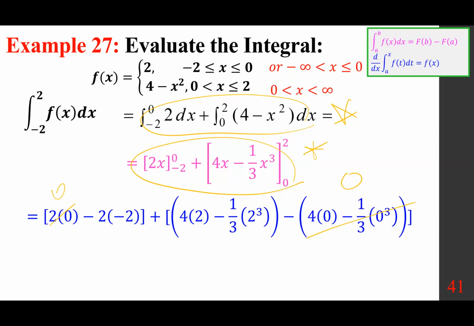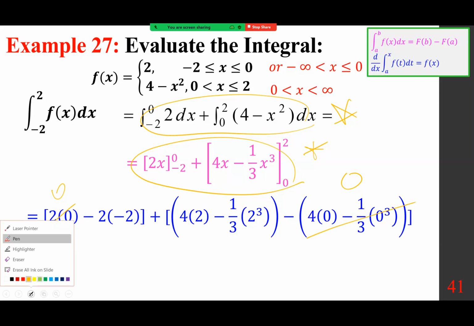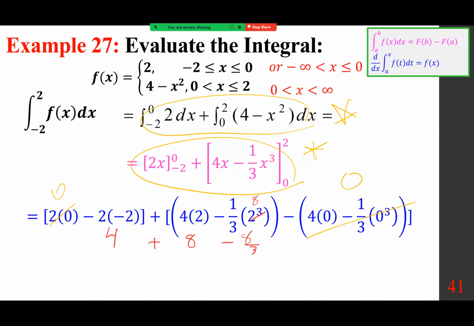So what do we have here? Let me use a different color here. So I have +4 here. I have +8 here and minus 8/3, which means 12 minus 8/3. And we should know 12 times 3/36 minus 8 is 28. So 28/3. So a lot of elementary algebra, not a big deal.